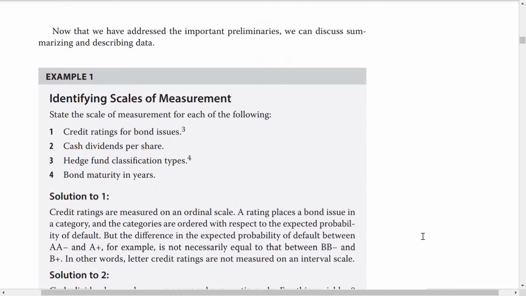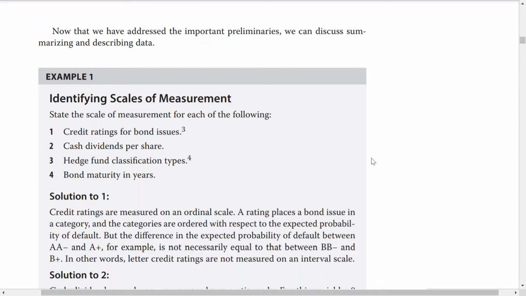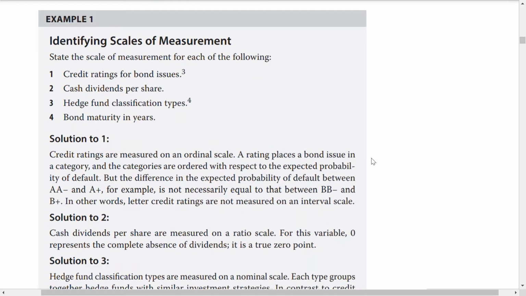Now that we have addressed the important preliminaries, we can discuss summarizing and describing data. Example 1, identifying scales of measurement. State the scales of measurement for each of the following: credit rating for bond issues, cash dividend per share, hedge fund classification types, and bond maturity in years.